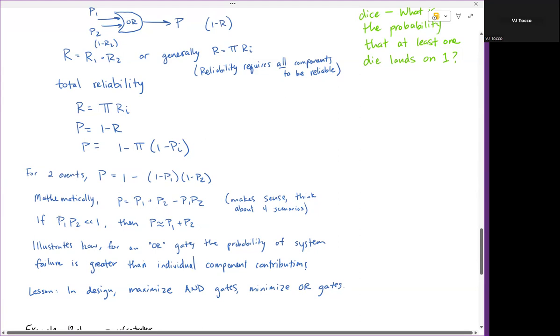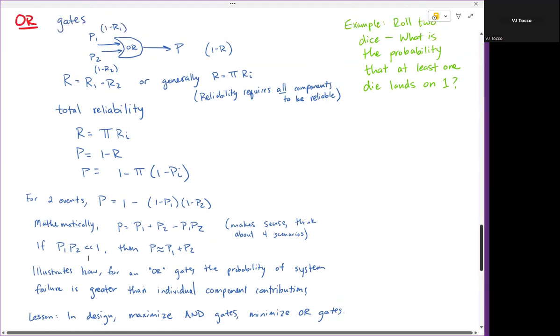In this class, when we're talking about the failure of pieces of process equipment, the term P1 times P2 is generally much less than 1, or very, very small. So if that is the case, I can simply say the probability of failure is equal to P1 plus P2.